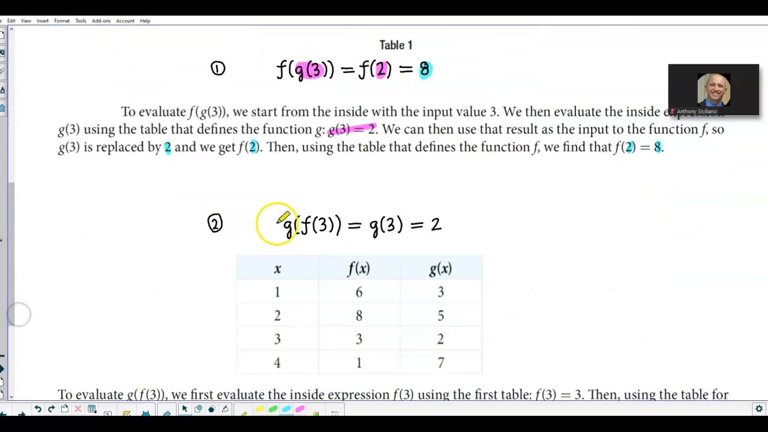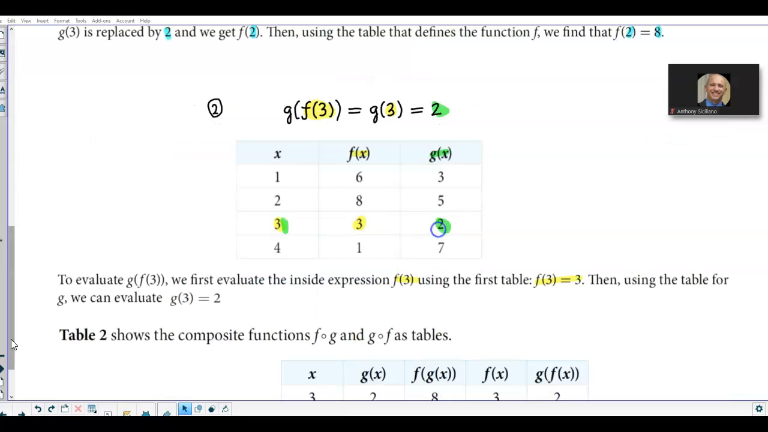Next, we want to find g of f of 3. So the input is the function f of 3. That means when the input for x is 3, what is the output on f? Well, the output is 3. So now we have g of 3. So g of 3 tells us that the input is 3, but on the function g of x, what is the output when the input is 3? Well, the answer is 2.